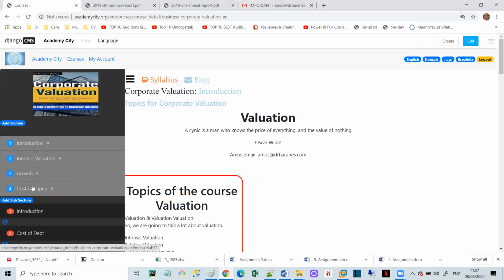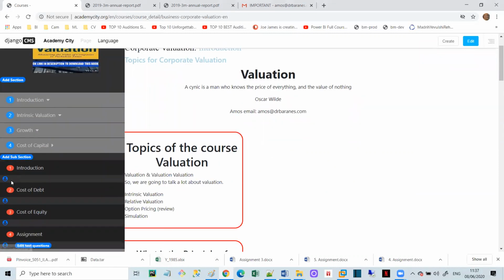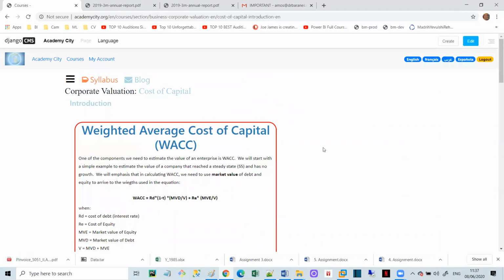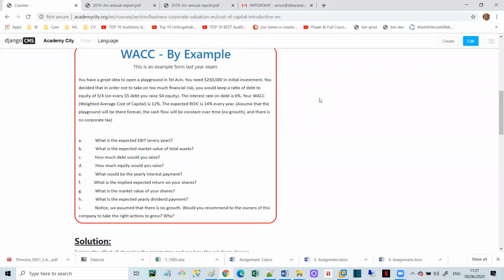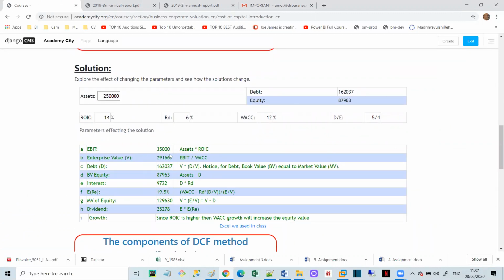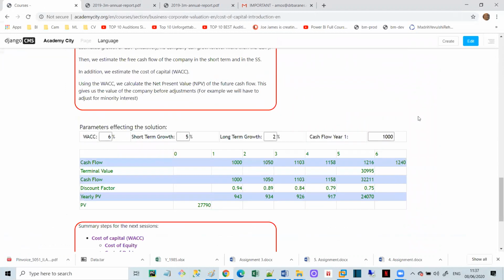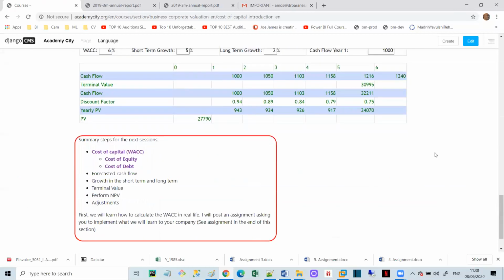So this is our course material, and we are in cost of capital. Last time, in the introduction, we saw the importance of it, and we went over a real example similar to what I used to give in exams in previous years. And here you have the solution, and you can play with the numbers. To remind you, this is something we have done in previous sessions, just to remind you how the discounted cash flow is going to be. So far we finished the growth rate, we talked about the terminal value, we talked about the importance of the WACC, but we didn't really talk about how we actually calculate it. And that's the topic of today. So we can really actually calculate that one.